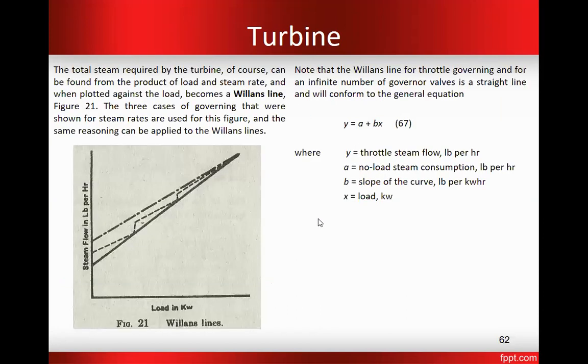Okay, so now dito tayo sa Willans line. The total steam required by the turbine, of course, can be found from the product of load and steam rate, and when plotted against the load, becomes a Willans line. Figure 21. The three cases of governing that were shown for steam rates are used for this figure. Itong cases na to, meron tayong infinite.